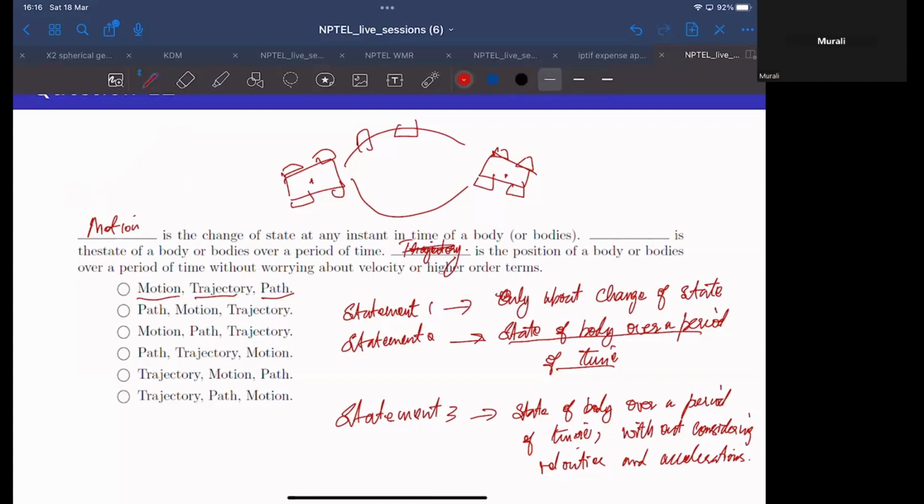Right. So again, I think I made a mistake. The second statement corresponds to the trajectory, and the third option corresponds to the path. Path would mean simply the information about the position alone, without giving any regard to velocities and accelerations. So in that regard, the correct combination would be motion, trajectory, and path. Option A is the right answer.